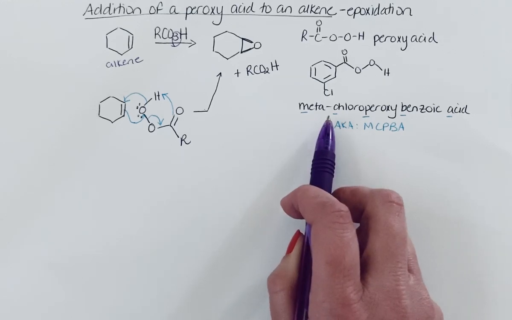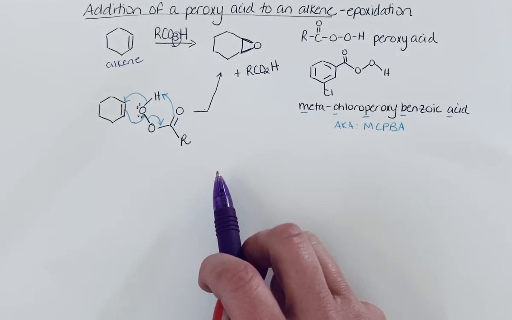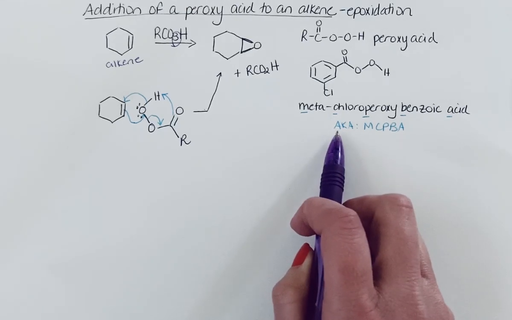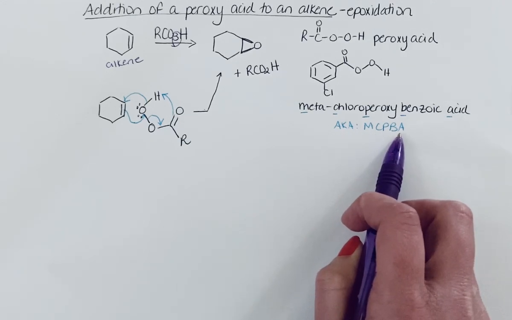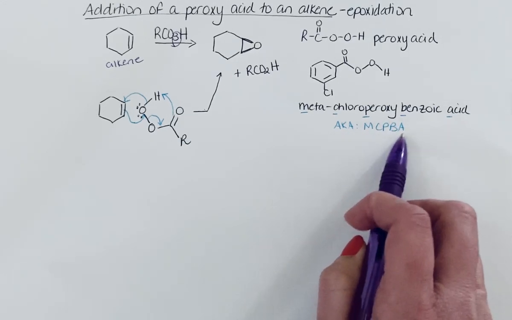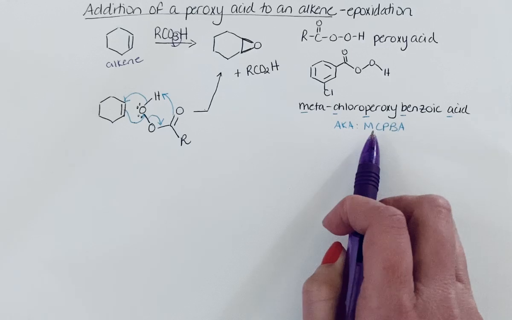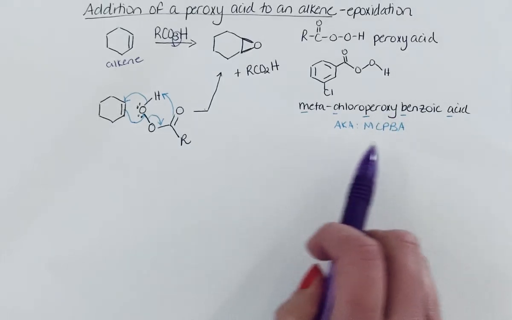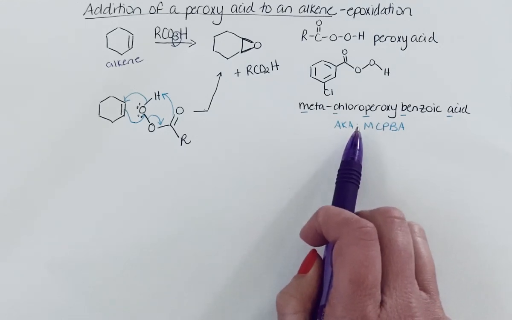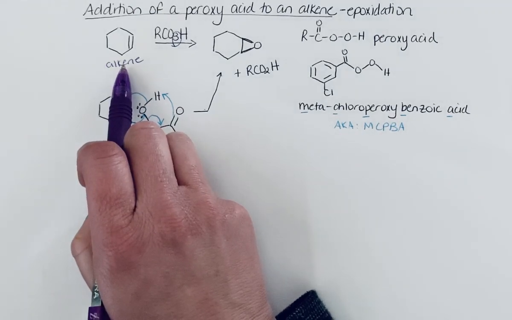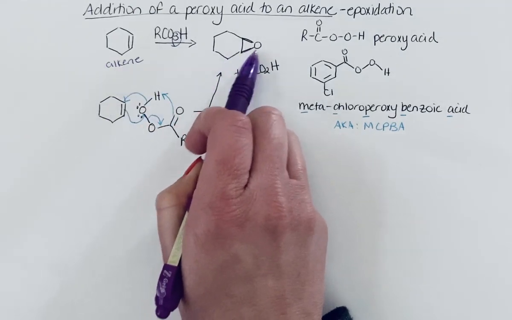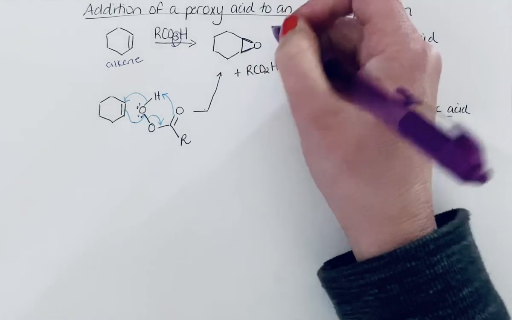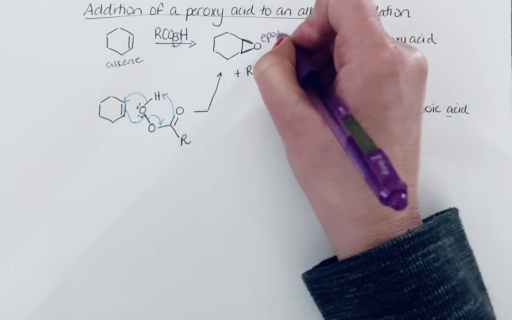This is metachloroperoxybenzoic acid, or as it's commonly known, MCPBA. So if you see the reagent MCPBA, you should recognize that this is a peroxy acid. And the reaction that you will see it doing this semester is to take an alkene and to form this cyclic ether, a three-membered ring cyclic ether, which is an epoxide.